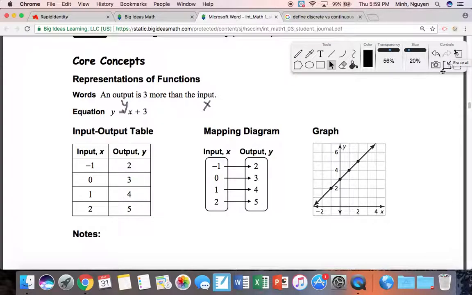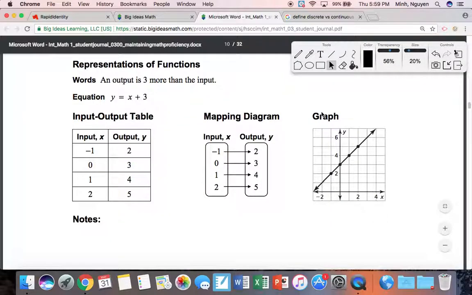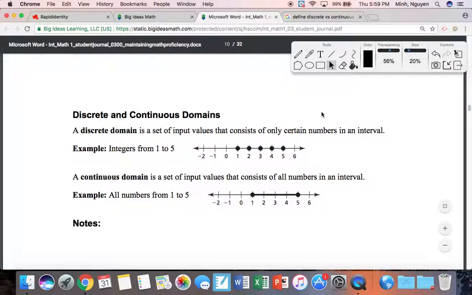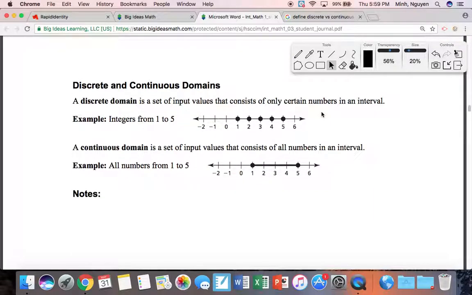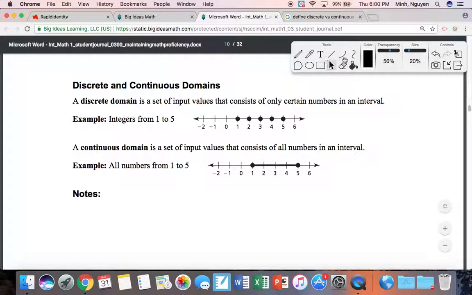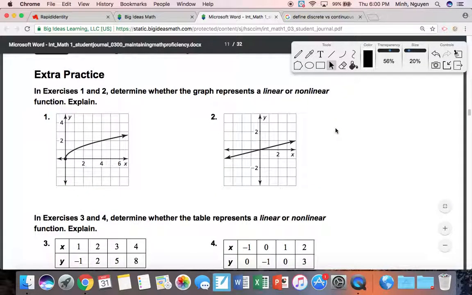The student journal is kind of lacking in this, in that there are 5 representations, but since there's such limited space, we're not going to cover all those in depth. Discrete and continuous domains. Here are examples: integers from 1 to 5, integers only. Continuous is all numbers, including 1.1, 1.2, 2.0001, and so on and so forth. So discrete is distinct individual numbers. Continuous is everything in between.